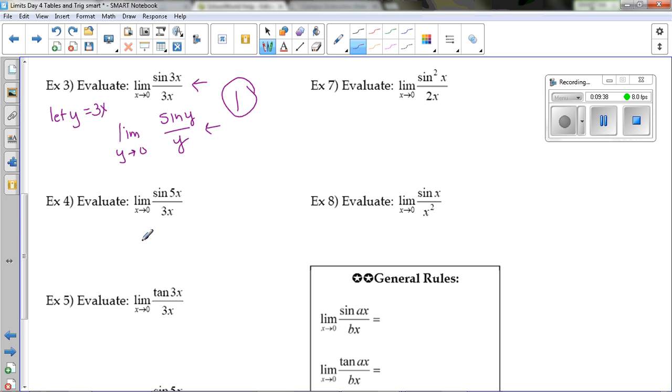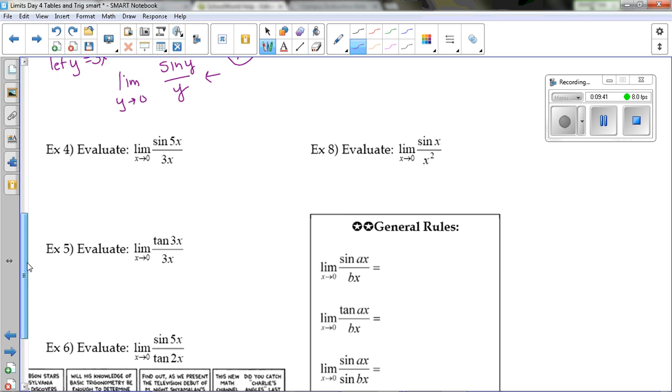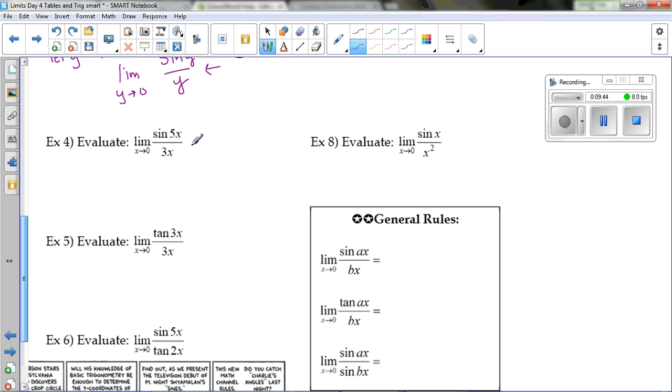So that's a 1. Well, what if it said sine 5x over 3x? What do I do then? Here's what I can do now. I'm going to take this and multiply the top and the bottom by 5. So this is now 5 sine 5x over 3 times 5x. I did a little commutative property here, but I hope you think they're equivalent. 5 sine 5x, 15x on the bottom. And this is the same as 5/3 times sine 5x over 5x.